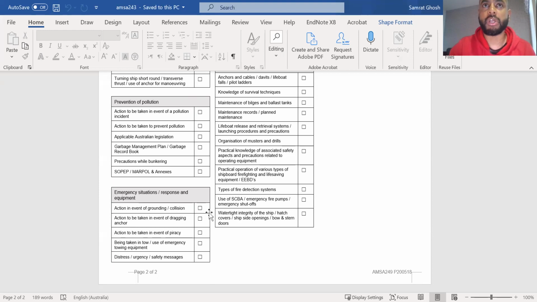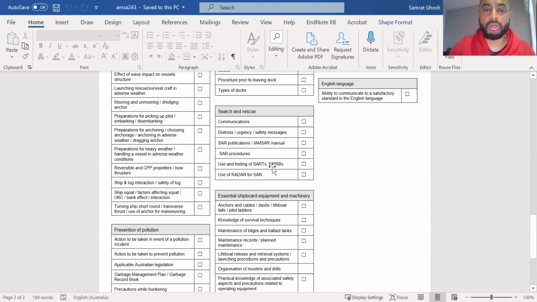You don't have to worry about carrying out the maneuvering. They might ask you a little bit about the different kinds of maneuvering, but they will not expect you to know intricate details of how a ship will respond to each maneuver, which is expected of master candidates. Similarly, you have to know about the shipboard equipment and machinery.